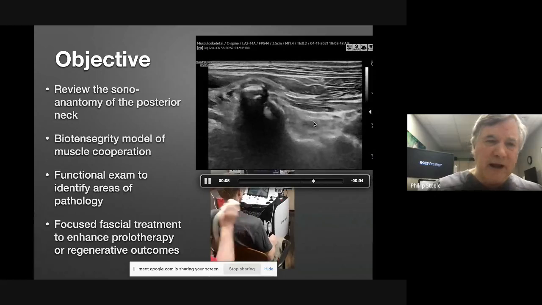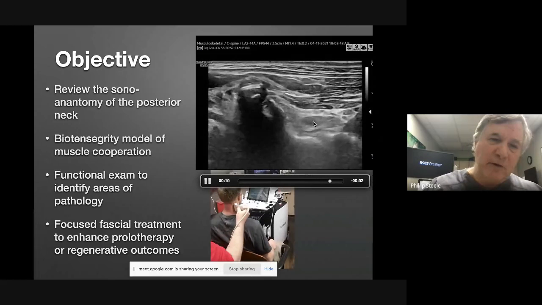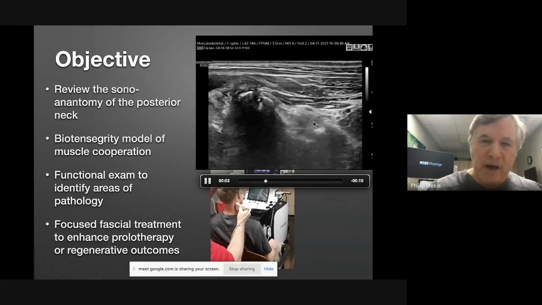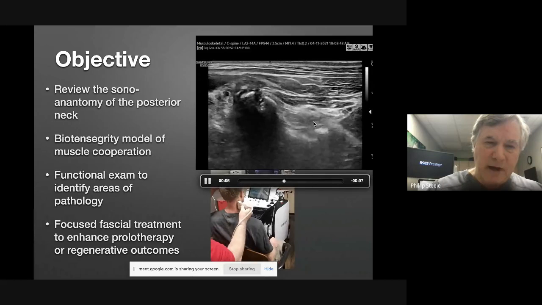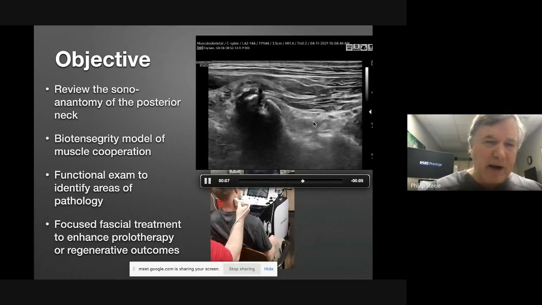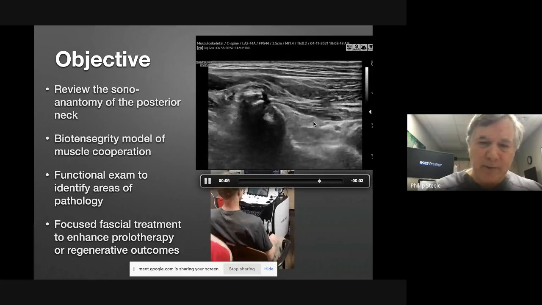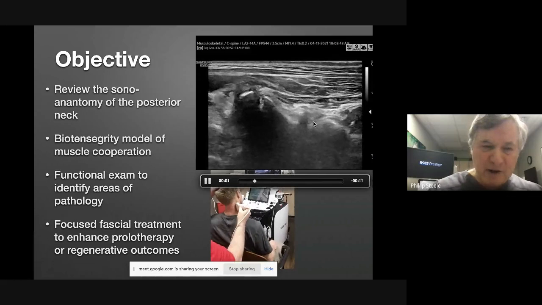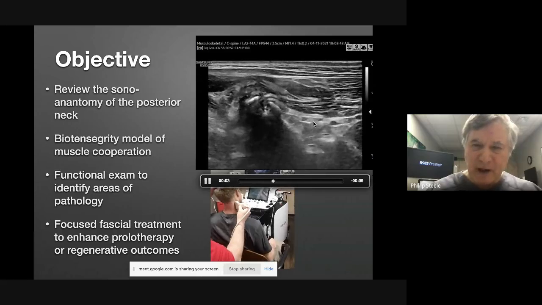And so our goal today is really to review the sonoanatomy of the posterior neck. There's like zero literature written about the sonoanatomy of the posterior neck. We're going to talk a little bit about the biotensegrity model of cooperation that Brad's been talking about. We're going to talk about my functional exam to identify pathology.